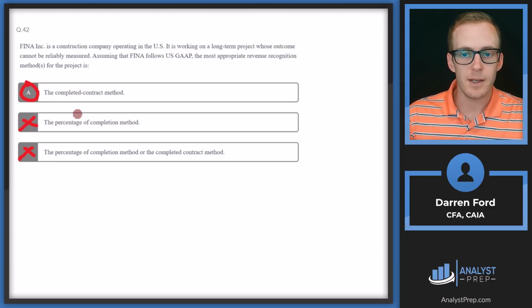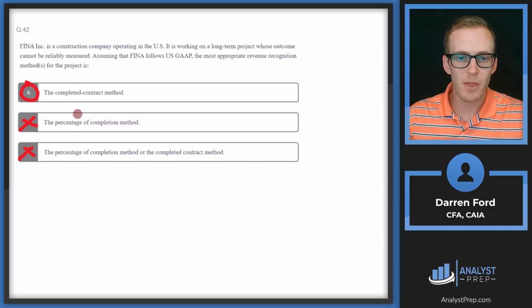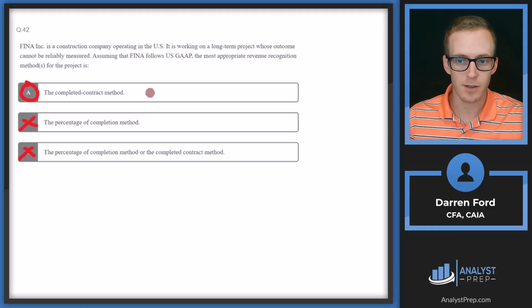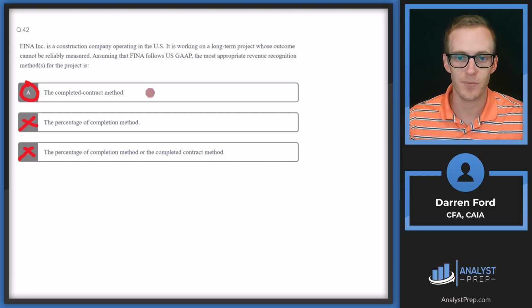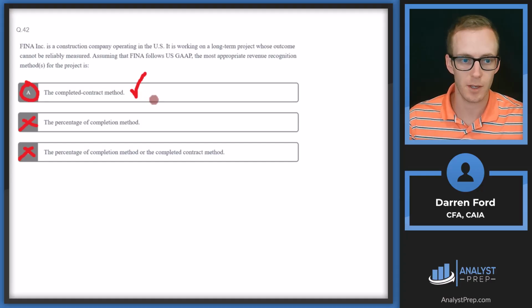And the reason for that is the percentage of completion method kind of assumes that the project has some value along the way. So think of something like a house. If I'm constructing a house, if the house is half finished, it's really not worth anything yet. It's not worth half its value because you can't live in it yet. It's not really usable until it's completed. So because it's not usable or of value until it's completed, it makes most sense to use this type of method for revenue recognition rather than percentage of completion.